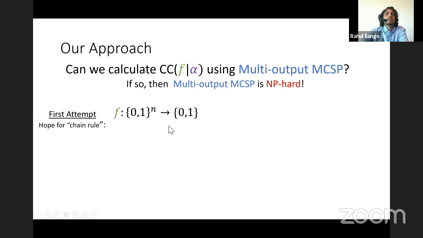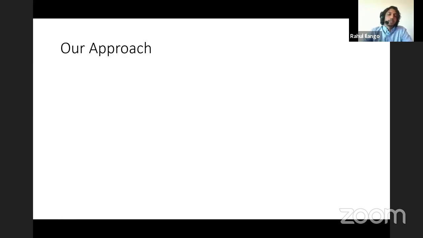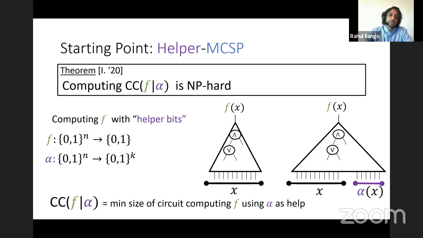Rahul, sorry, there's a question from Shachar Lovett. In the helper MCSP problem, is alpha part of the input? Oh, yes. Sorry. Yeah, alpha is part of the input. So your input is going to be the truth table of a Boolean function f and the truth table of an advice function alpha. I should have made that clear.